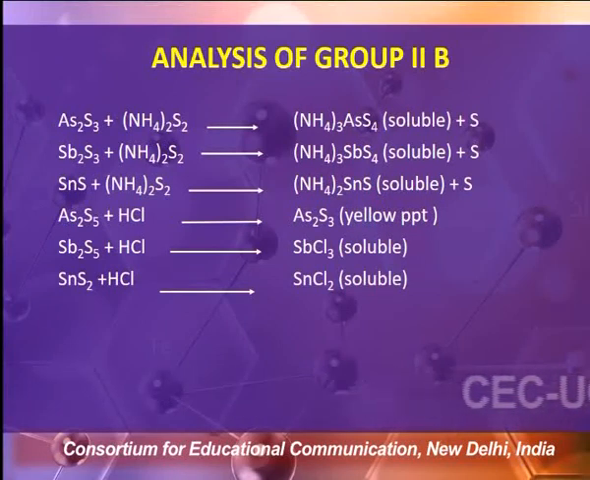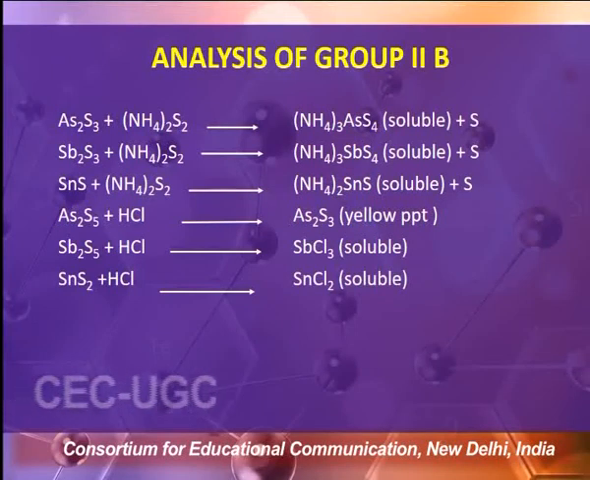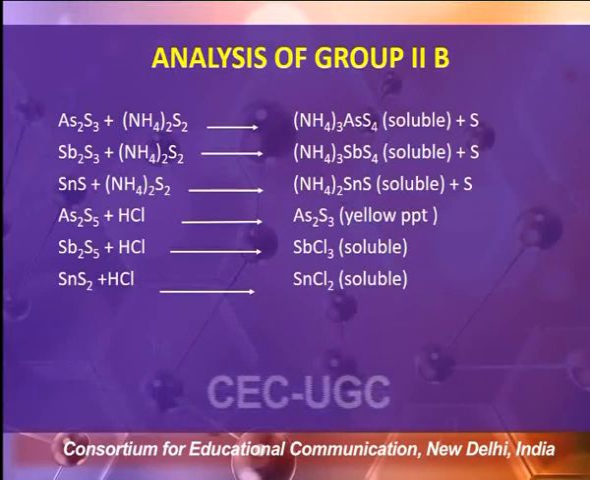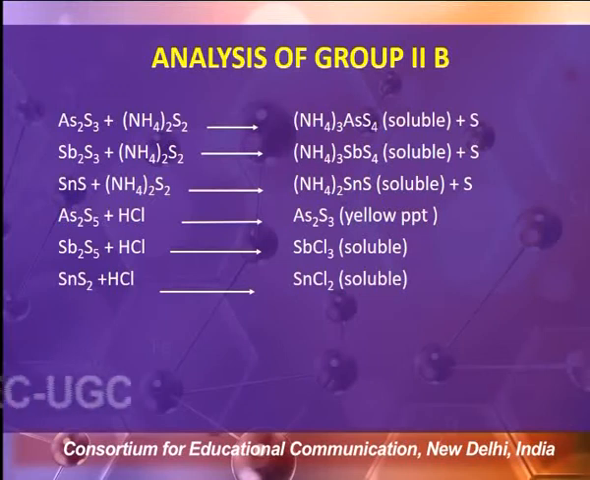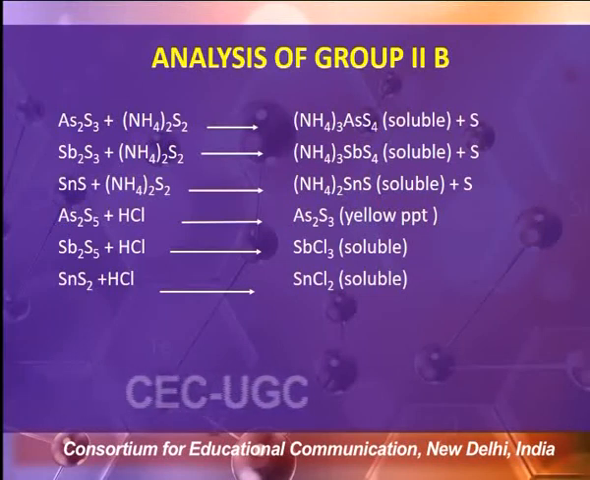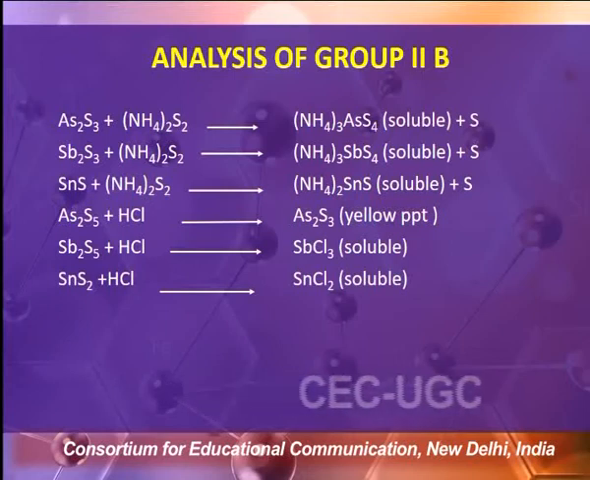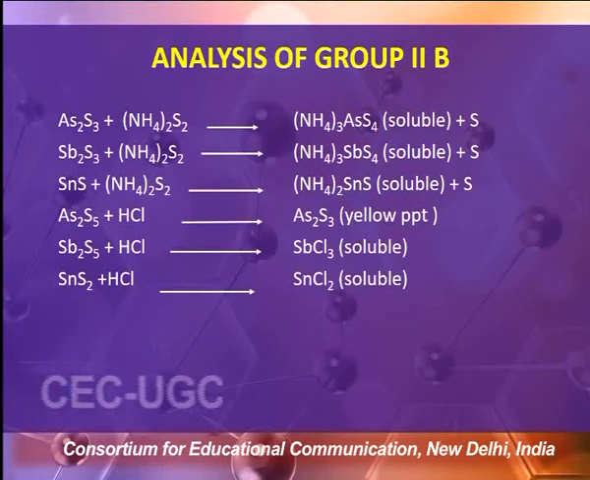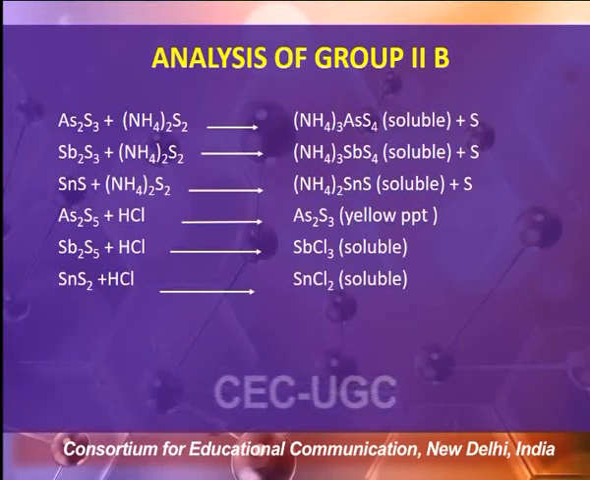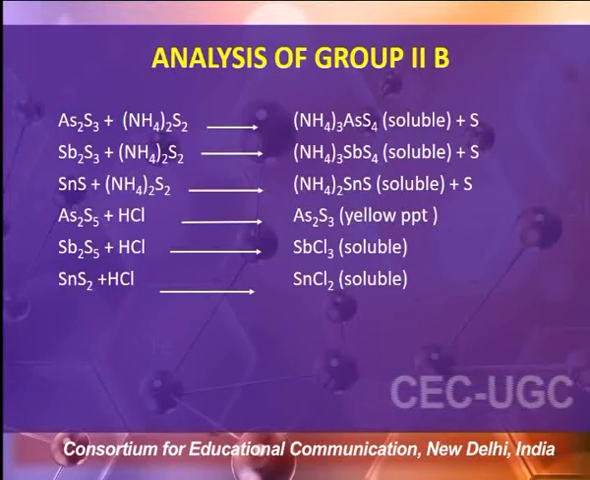Further, when HCl in the concentrated form is added to the soluble mixture, then arsenic precipitates out as a yellow precipitate, whereas antimony and tin move on into the solution as their soluble antimonyl and tin chlorides. So, in the residue we test for arsenic if the residue obtained is yellow in color, and in the centrifugate we will be testing for antimony and tin.